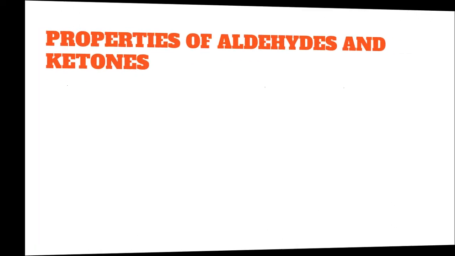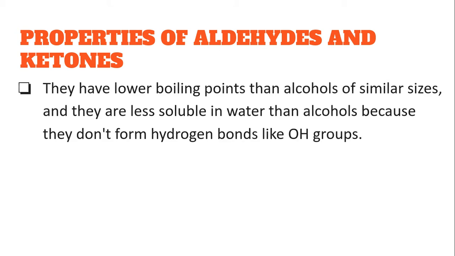Okay, let's talk about the properties of aldehydes and ketones now. They all have lower boiling points than alcohols of similar sizes. They're less soluble in water than alcohols because they don't form some of those hydrogen bonds that we've chatted about previously.